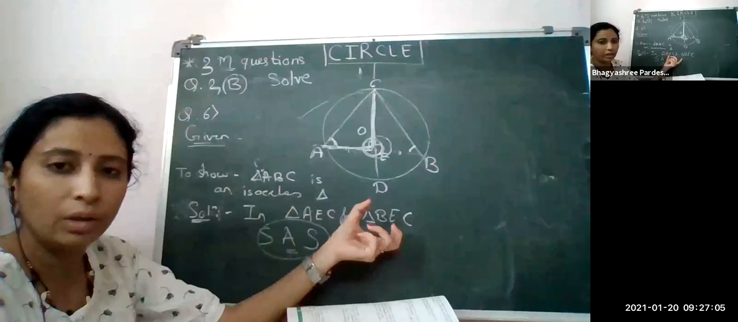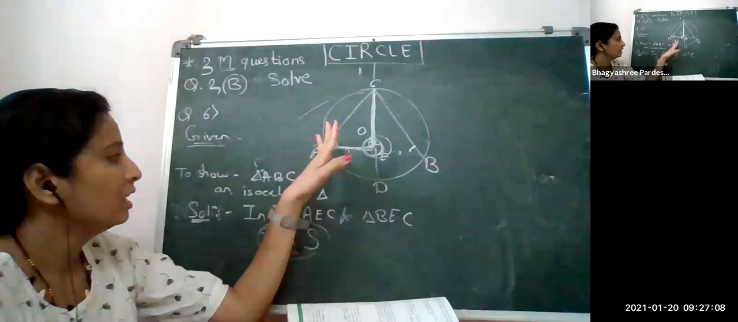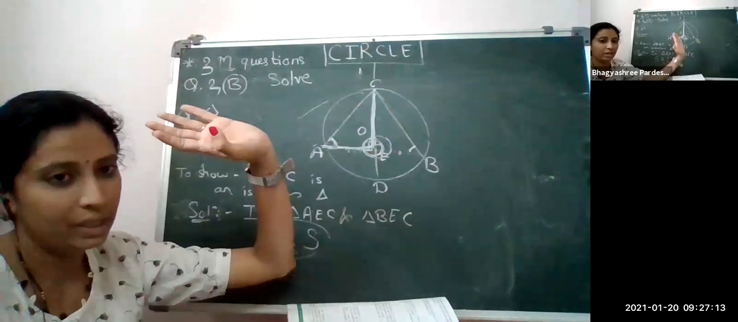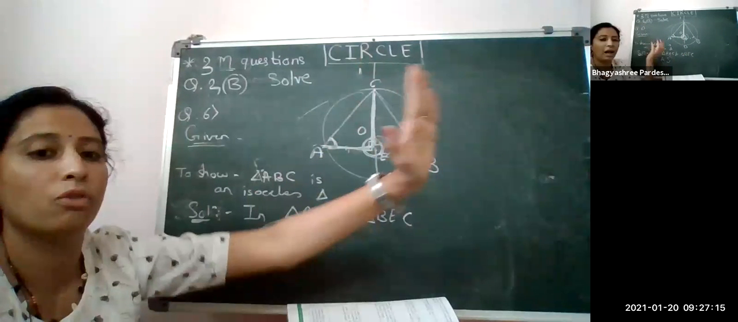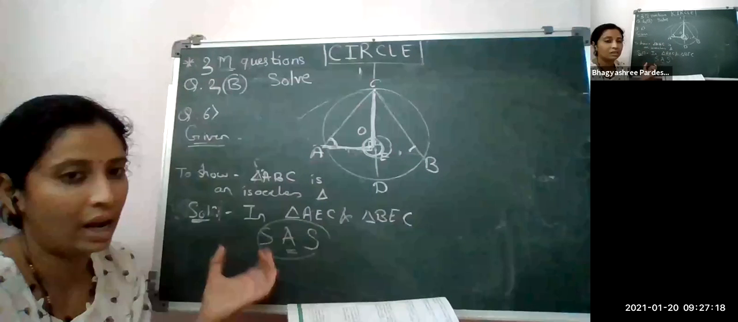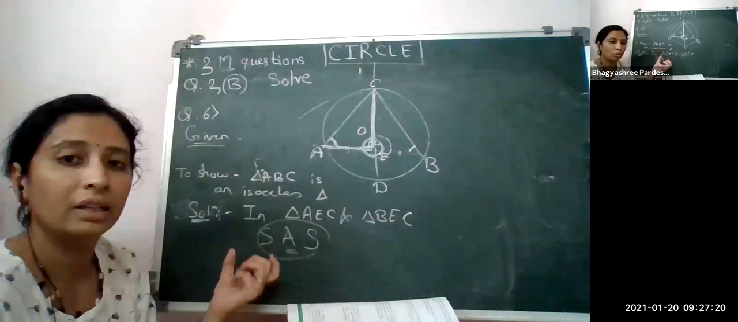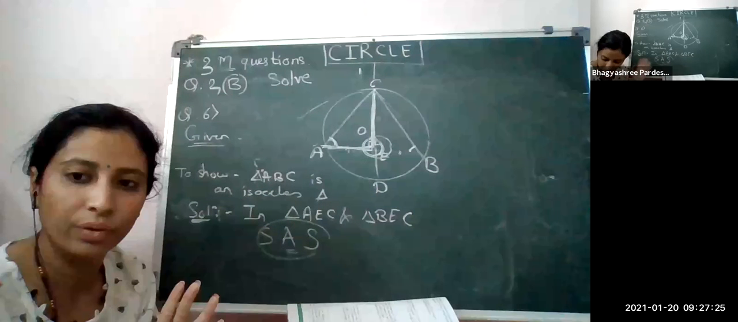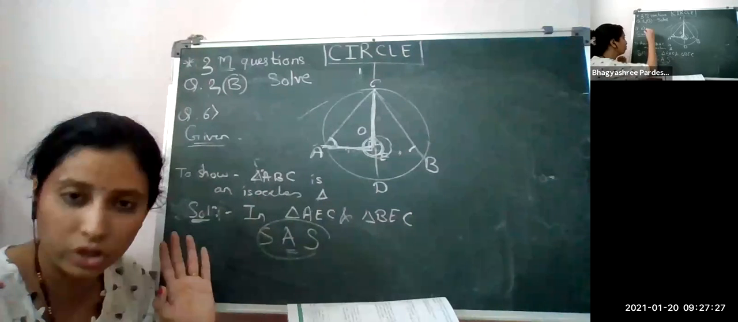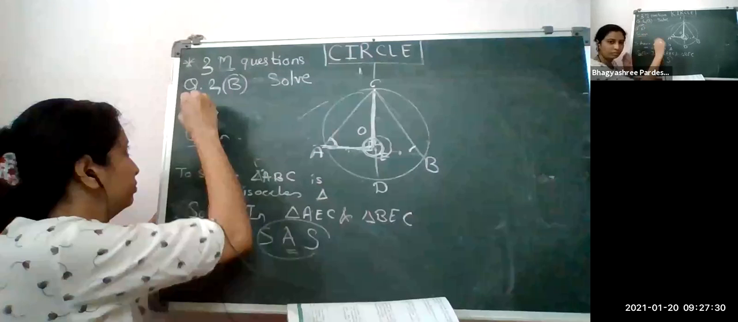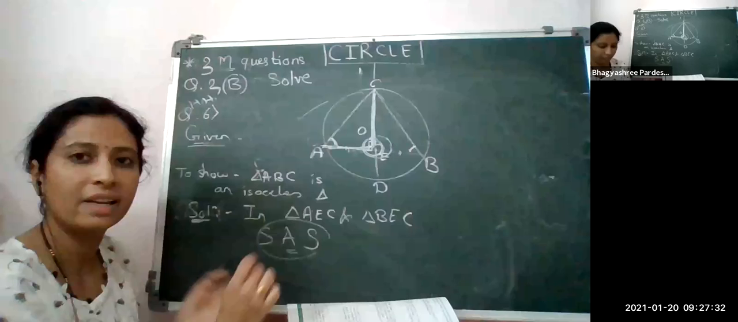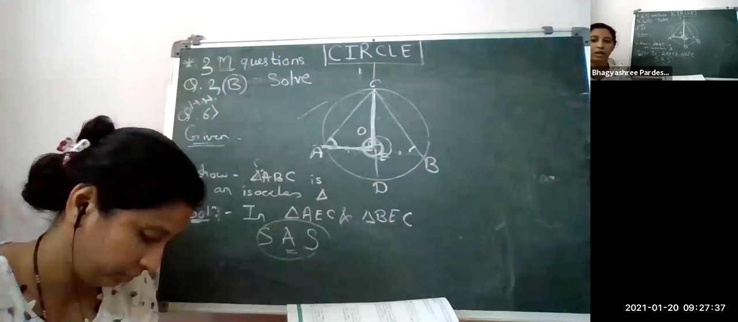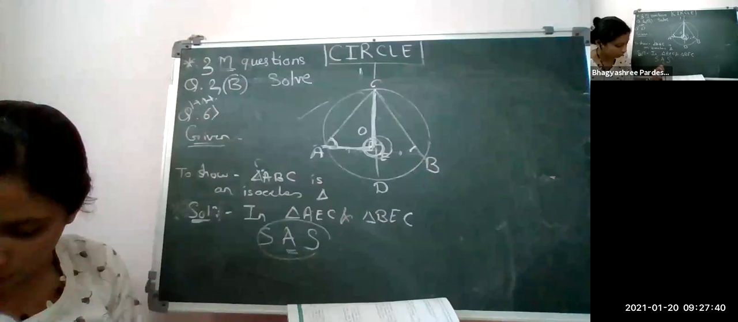Now these two triangles are congruent, so directly I can say that AC is congruent to BC according to CPCT, that is, corresponding parts of congruent triangles. And since the two sides of the triangle are equal, we can say that therefore triangle ABC is an isosceles triangle. Is it clear to everyone? Any doubt in this type of question or in this question? You have to solve this for your homework. Any doubt here? Okay, I hope there is no doubt.